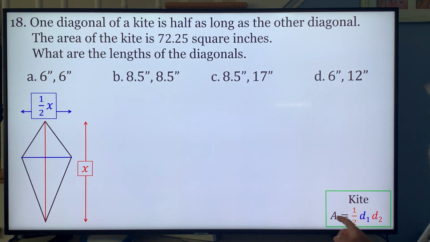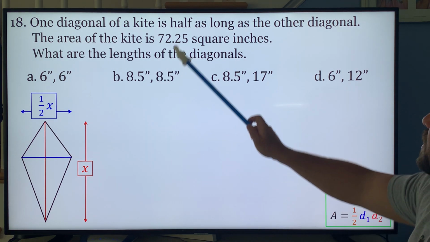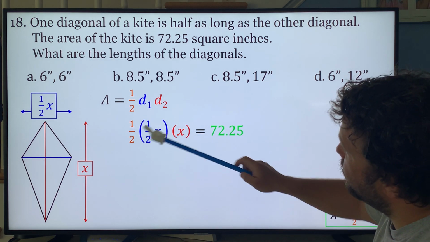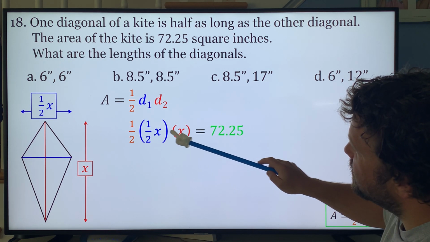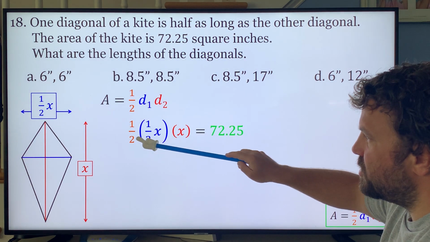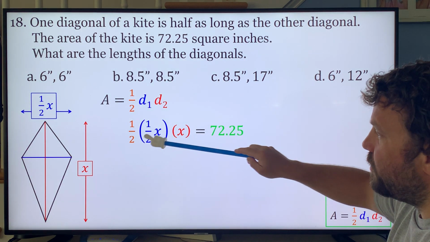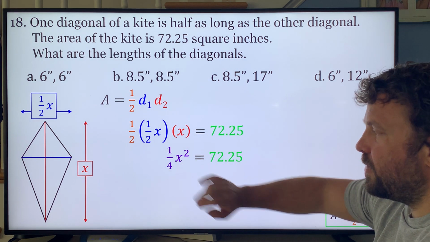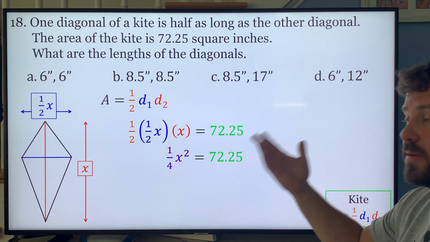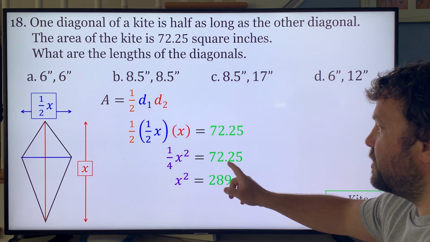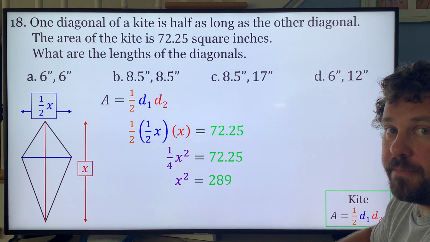So, use your formula. Area, 72.25 equals 1/2 of 1/2 x times x. What's half times a half? 1 times 1 is 1, 2 times 2 is 4. So this is 1/4. X times x is x squared. Now, in order to solve for x, how do we get rid of a fourth? You multiply by the reciprocal. You multiply both sides by 4. X squared equals 72.25 times 4 is 289.